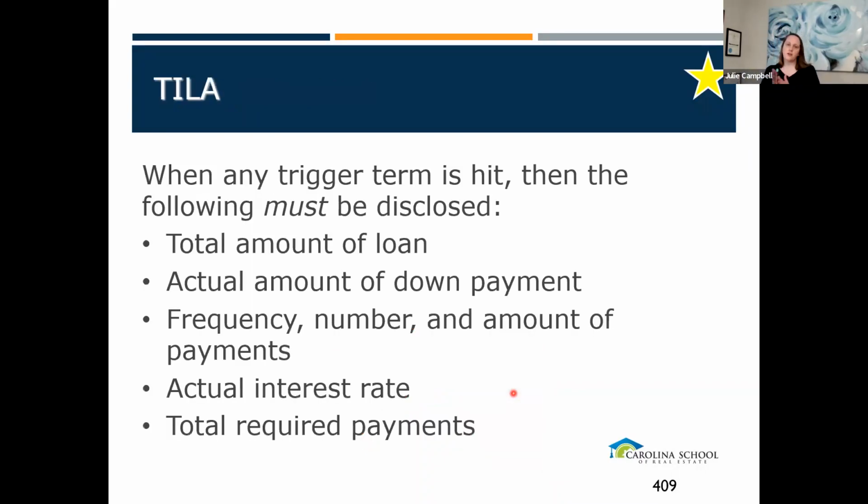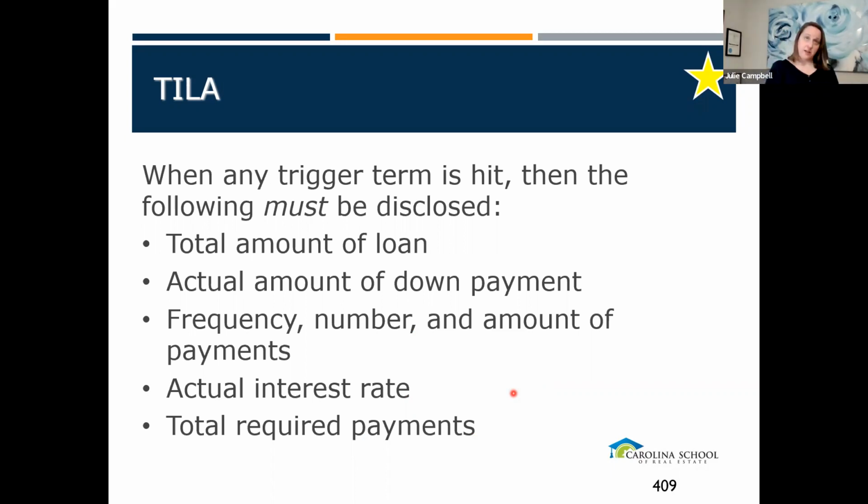So we've hit this trigger term. The lender has to disclose how much is the loan, the actual amount, frequency number, and down payments, actual interest rate. Once a trigger term is hit, all the specifics about the loan have to be disclosed.